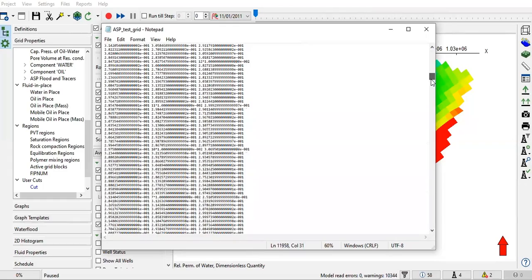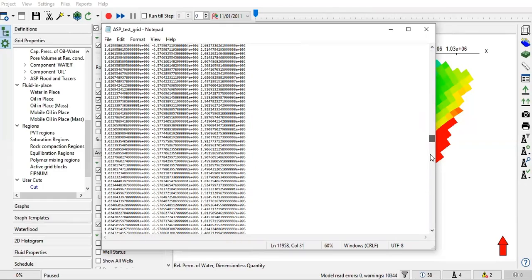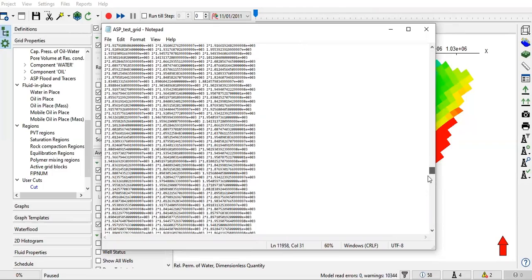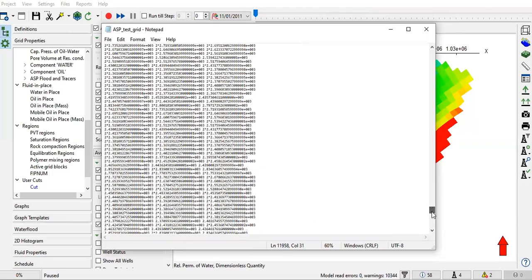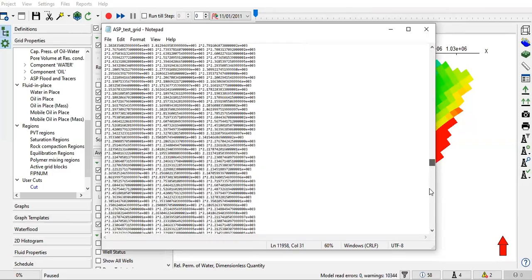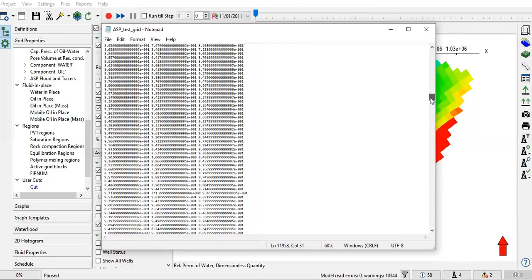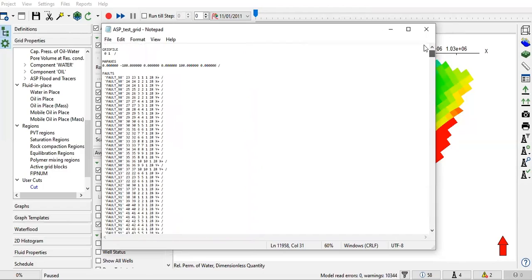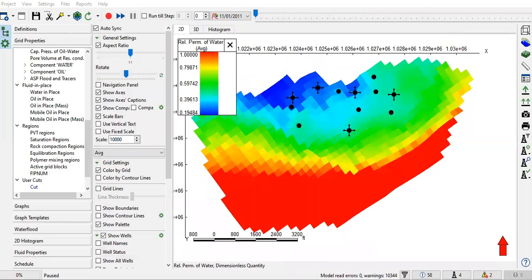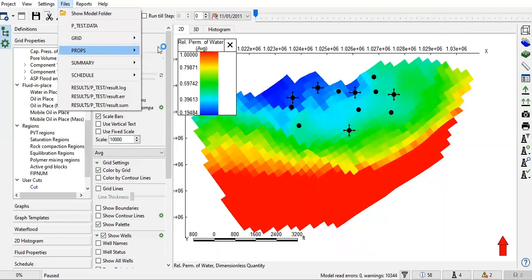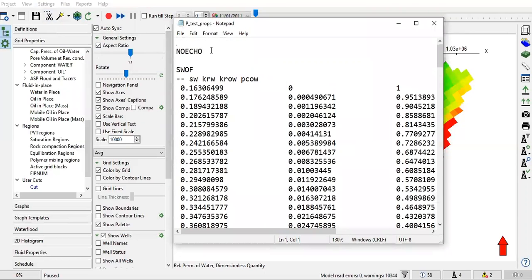And what else? Yeah, this is inside the grid. You will always find this type of configuration of data will be massive like this if it is a real model. Okay, but that's not the point of this exercise. And then let's continue to props, which is very important. Okay, no echo is actually not very important here. We can neglect this actually.